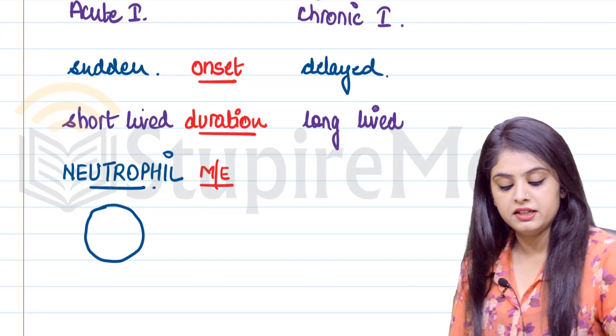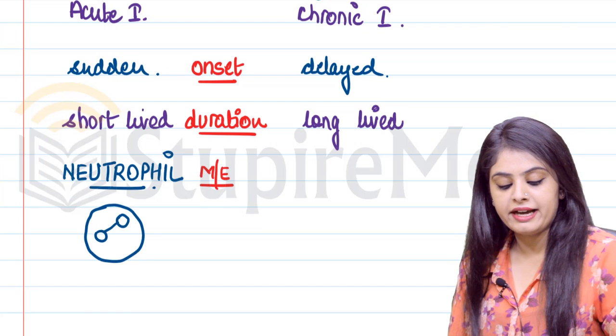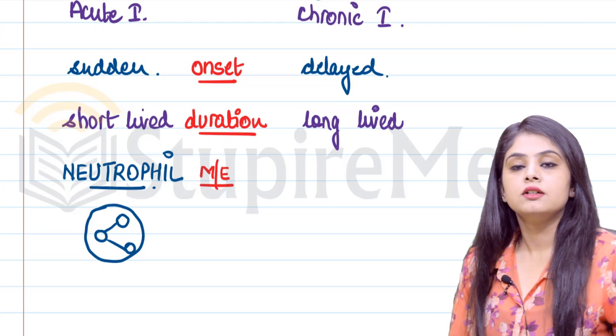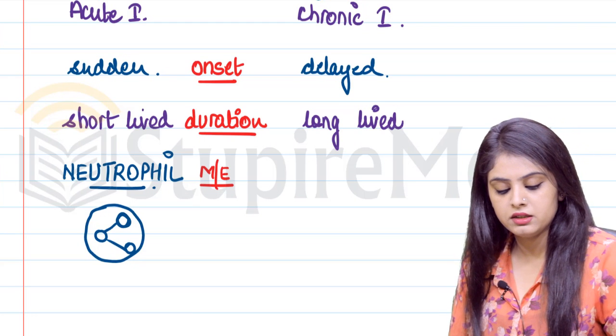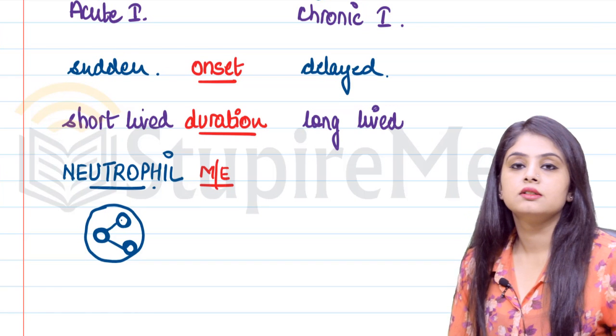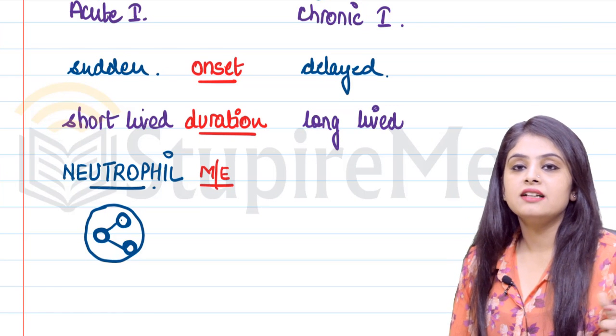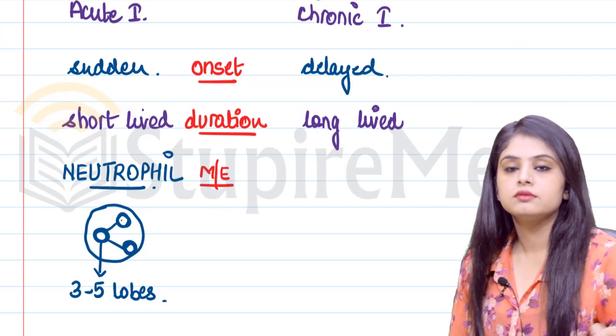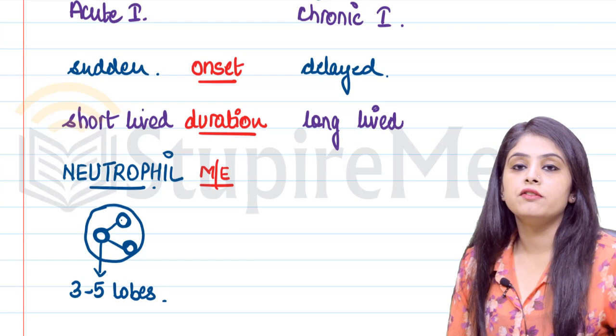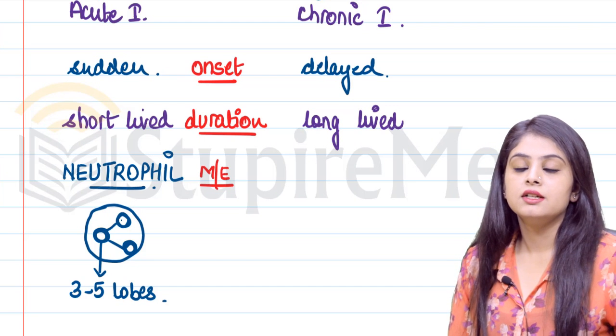If this is a cell, neutrophil will be that cell which will have 3 to 4 lobes on an average. So you can see we have 1, 2, 3. So neutrophil will be that cell in which the nucleus is going to have 3 to 5 lobes. Neutrophil is a cell of acute inflammation.